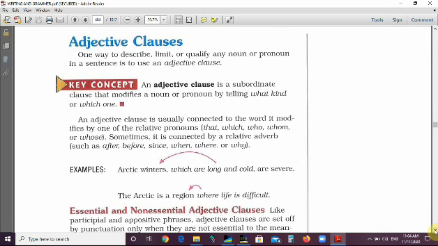Adjective clauses. This is the first type of subordinate clauses. One way to describe or limit or qualify any noun or pronoun in a sentence is to use an adjective clause.